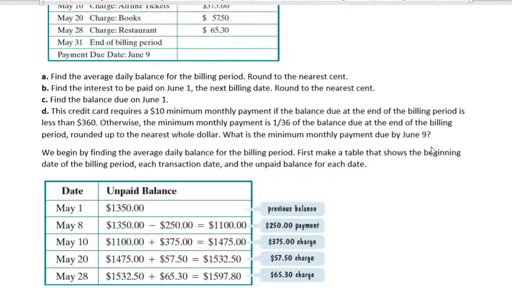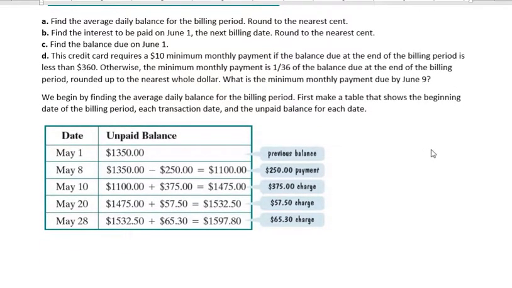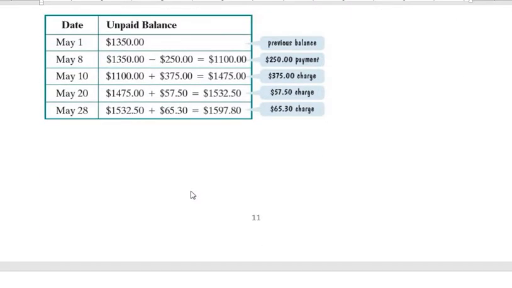So now what we're going to do is go down and look at what happens when you have an original balance on May 1st and then you make a payment, you would subtract. But if you charge something, you would add. That should make sense because your balance is going to go down if you make a payment and it's going to go up if you make a charge.